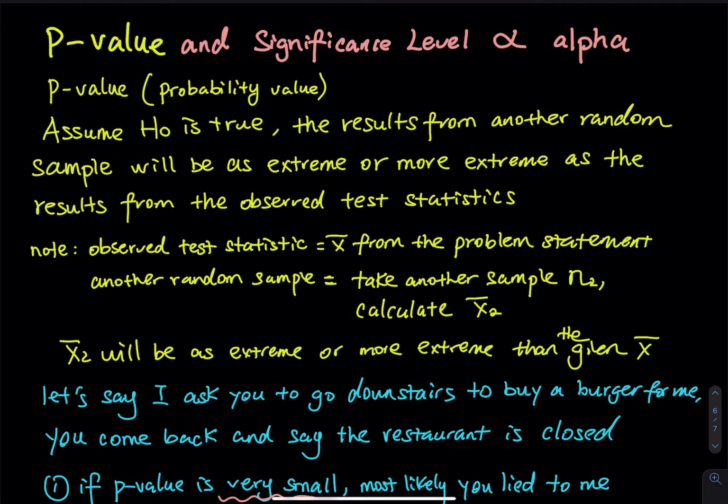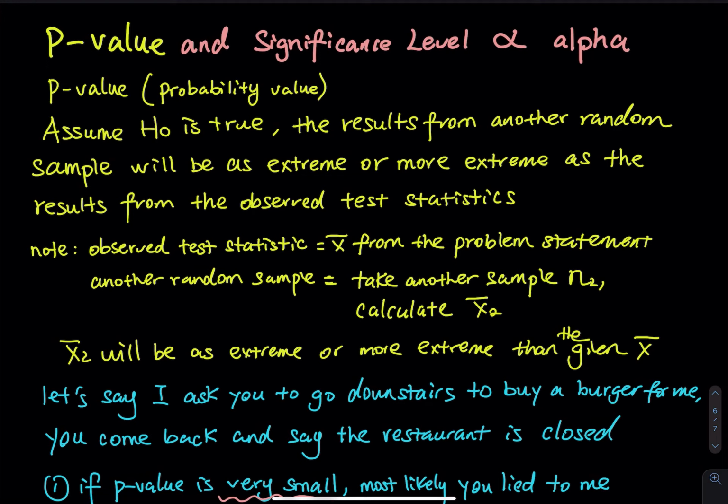So let's read this definition again. The results from another sample, that means the X2 bar, will be as extreme or more extreme as the results from the observed test statistic. So they are saying that X2 bar will be as extreme or more extreme than the given X bar. And then what about the significance level alpha?